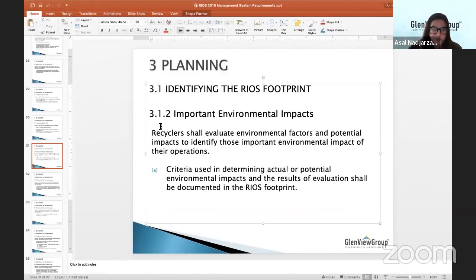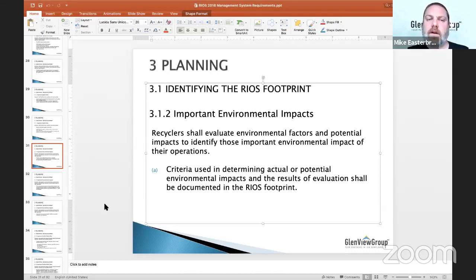So 3.1.2, important environmental impacts. Recyclers shall evaluate environmental factors and potential impacts to identify those important environmental impacts of their operations. A, criteria used in determining actual or potential environmental impacts and the results of evaluation shall be documented in the RIOS footprint.